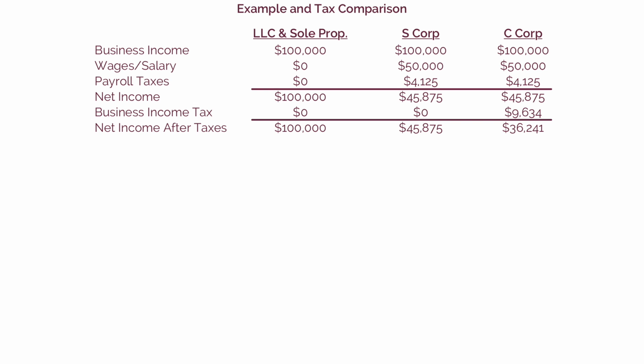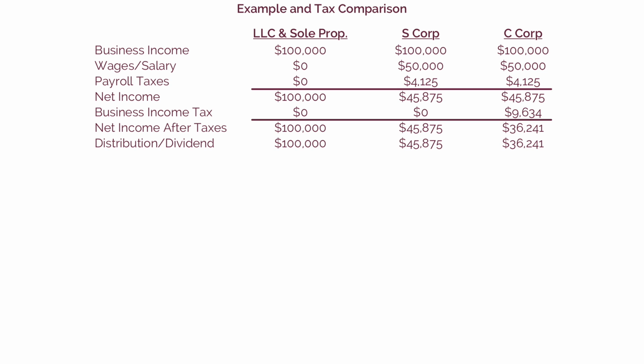So net income after taxes is the same for the three entities except for the C corporation, where we're going to be at $36,241, and you can see that there. Because it's a cash business, we're going to assume we pay out all of that cash to the owners so they can use that to pay their bills.